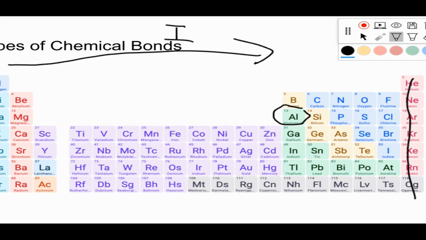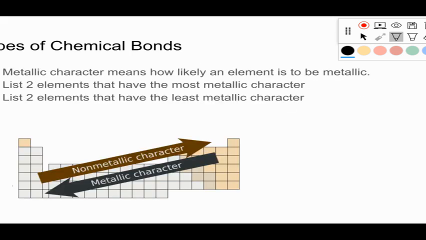So whenever I'm baking, I can touch the aluminum foil pretty quick, even if it's in the oven or on the grill, compared to I am never touching an iron skillet because it's going to burn me because it's retaining that heat because it has more metallic properties. So going down this way, these are the most metallic. These up here are the least metallic. So this one is saying just list 2 elements that have the most metallic character. You're going to choose anything that's down here in this corner. List 2 elements that have the least metallic character. We're going to choose anything up here in this top right corner.